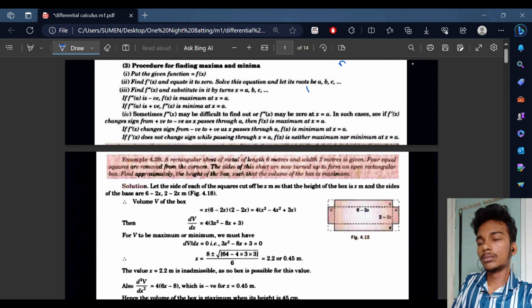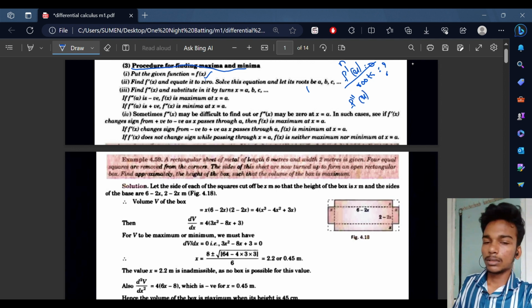I'm starting off with the concept of finding the procedure for finding the maximum and minimum of a given function. First, take the given function f of x, find f dash of x, equate it to 0 and find its roots. Then find f double dash of x. Then just put these roots in f double dash of x and check whether it is positive or negative.